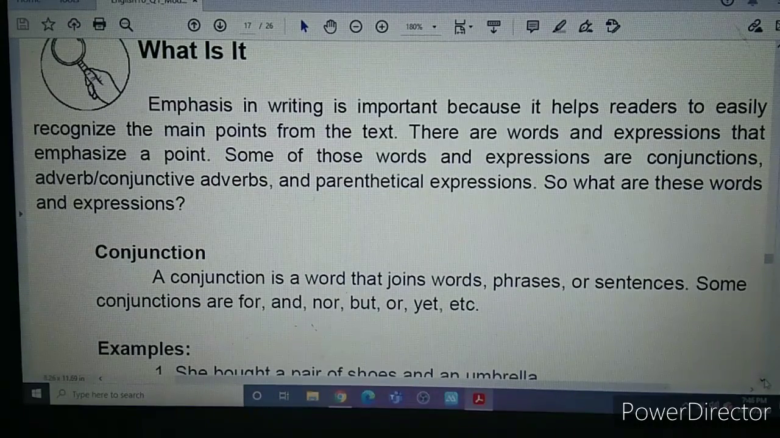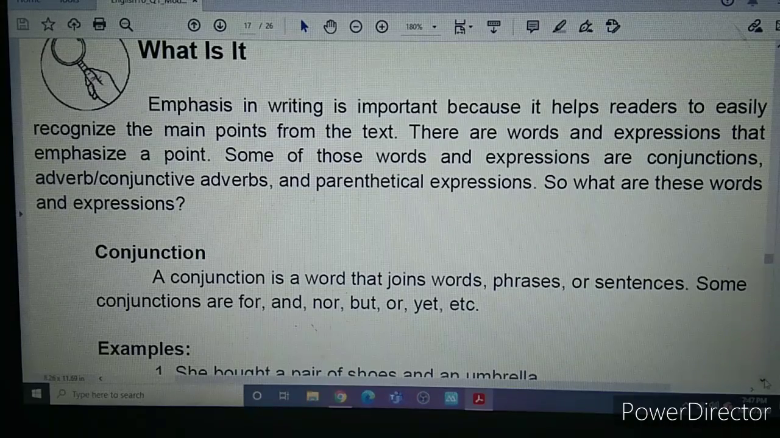Now, before we will proceed to your next task, let us read the following. Emphasis in writing is important because it helps readers to easily recognize the main points from the text. There are words and expressions that emphasize a point. Some of those words and expressions are conjunctions, adverb or conjunctive adverbs, and parenthetical expressions. So what are these words and expressions?